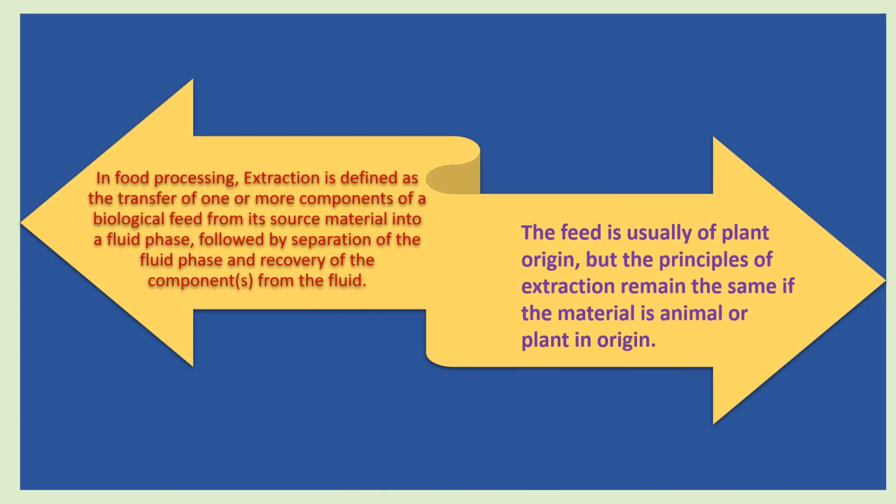In food processing, extraction is defined as the transfer of one or more components of a biological feed from its source material into a fluid phase, followed by a separation of the fluid phase and recovery of the components from the fluid. The feed is usually of plant origin, but the principles of extraction remain the same if the material is animal or plant in origin.